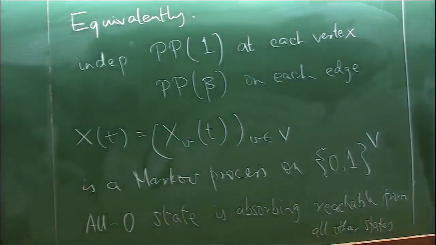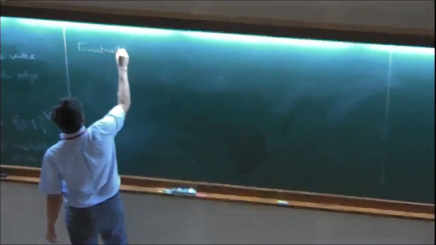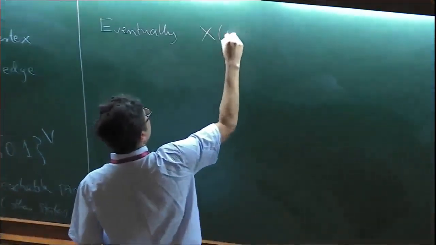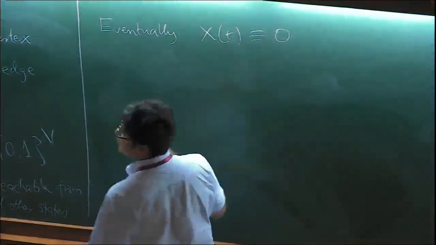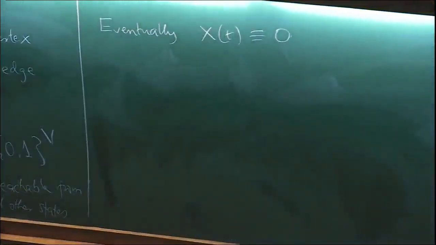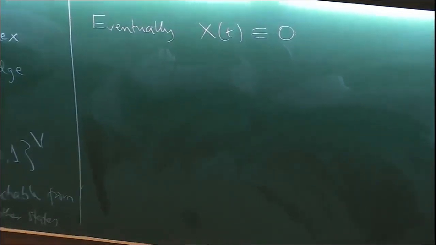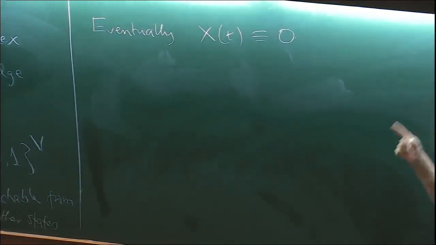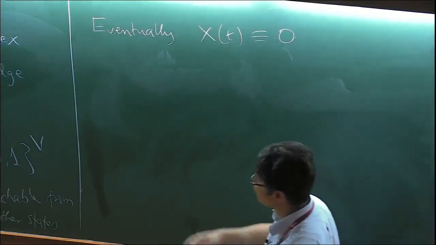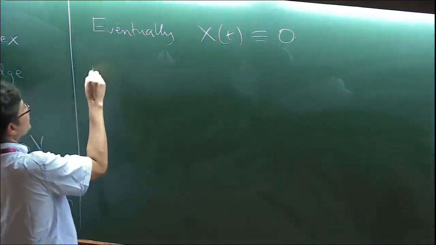Which means that eventually xt is identically 0. You hit this all 0 state and you get absorbed there on finite graphs. Okay, so this seems like a boring Markov chain. So what's going to happen here that might be interesting? Okay, so let's ask, so how long does this take?